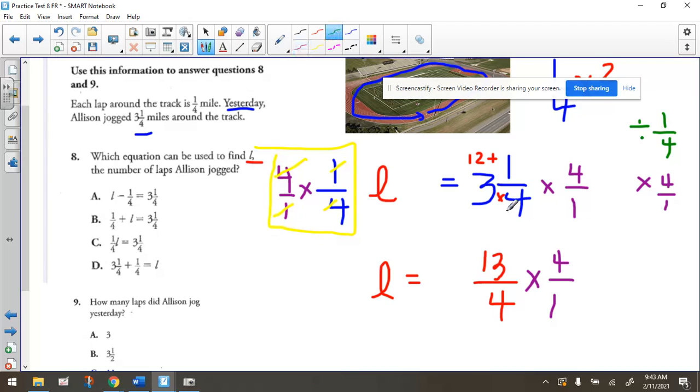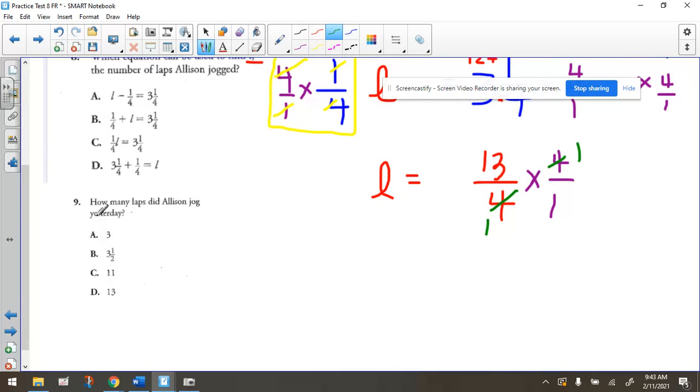All right, so we can take advantage of the fact that the 4s cancel out. Divide by 4 and get 1. Divide by 4 and get 1. So the only thing left to do is to finish this up. 13 times 1, come up with a number. We get 1 as the denominator. What's the numerator divided by the denominator? And you're going to see that it's going to end up being one of these answer choices.